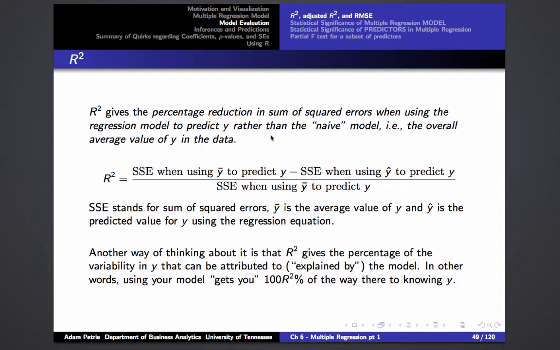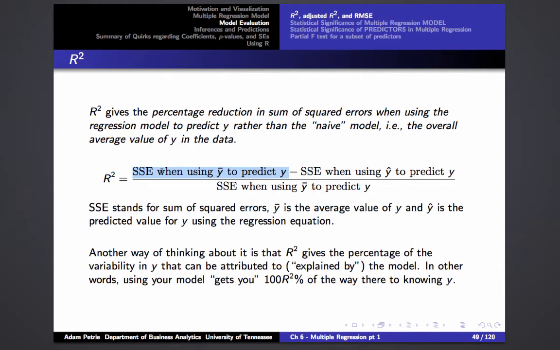Now, we've talked about R squared in terms of a simple linear regression, and things really haven't changed much in the multiple regression context. R squared still gives the percentage reduction in the sum of squared errors when using the regression model to predict y rather than the naive model. So we know we have two competing ways of predicting y: basically ignoring anything about the x variables at all, and just predicting y from the overall average value of y in the data, y bar.